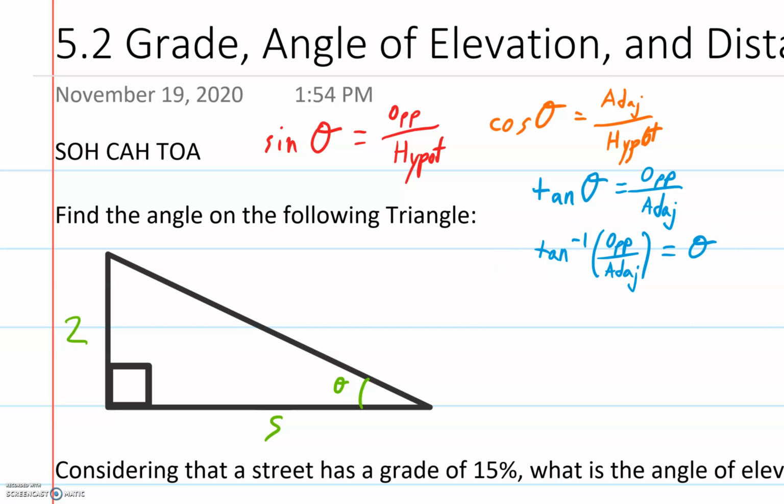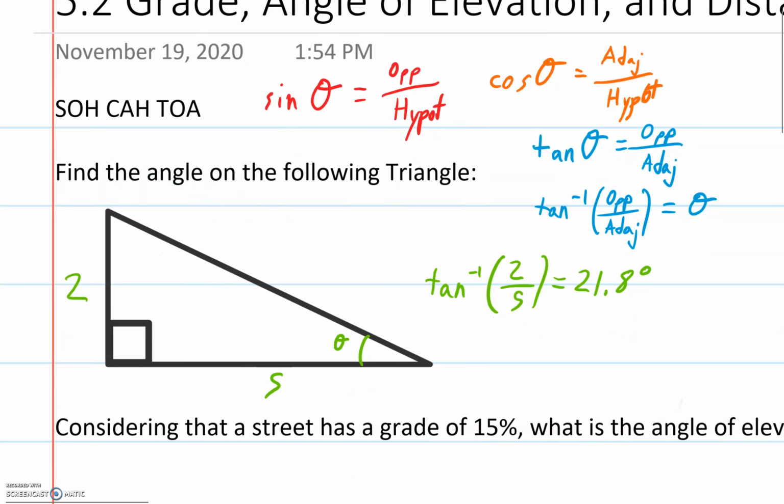So we're going to need to type in our calculator tan -1 of opposite over adjacent, which is 2 over 5. I'm just typing in my calculator while I'm talking. 2 divided by 5, and that equals 21.8 degrees. All right, so this hopefully is fairly straightforward. We just need to use those functions to find angles.